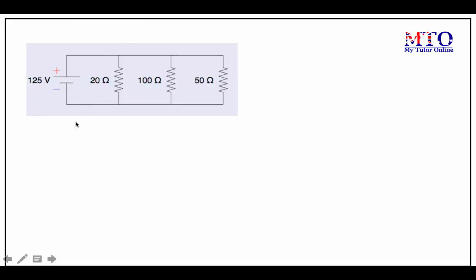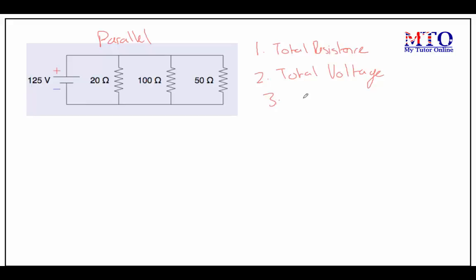Now, what we already know here is that this indeed is a parallel circuit. So let me write that out. So let's find the same three things, as there is a variation between these two. One, we will find the total resistance. Two, we will find the total voltage. And three, we will find the total current.